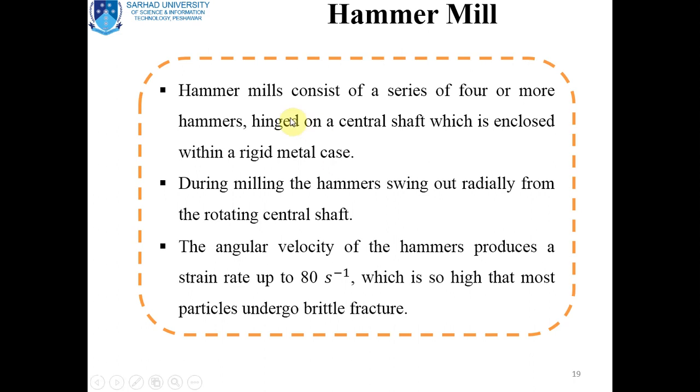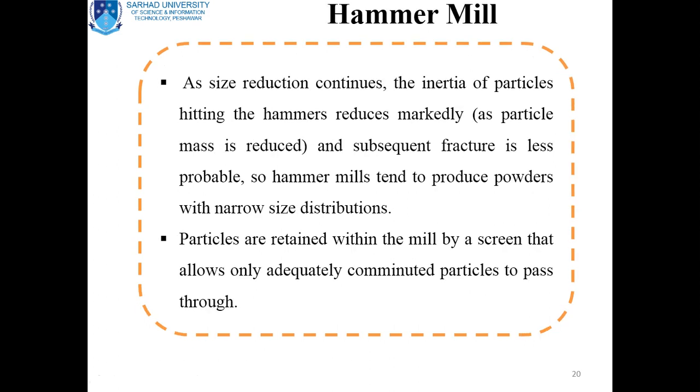The hammer mill consists of a series of 4 or more hammers hanging on a central shaft which is enclosed within a wedged metal case. During milling, the hammers swing out radially from the rotating central shaft. The angular velocity of the hammer produces a strain rate up to 80 per second, which is so high that most particles undergo brittle fracture. As size reduction continues, the inertia of the particle hitting the hammer reduces markedly as particle mass is reduced. As subsequent fracture is less probable, hammer mills tend to produce powder with a narrow size distribution.